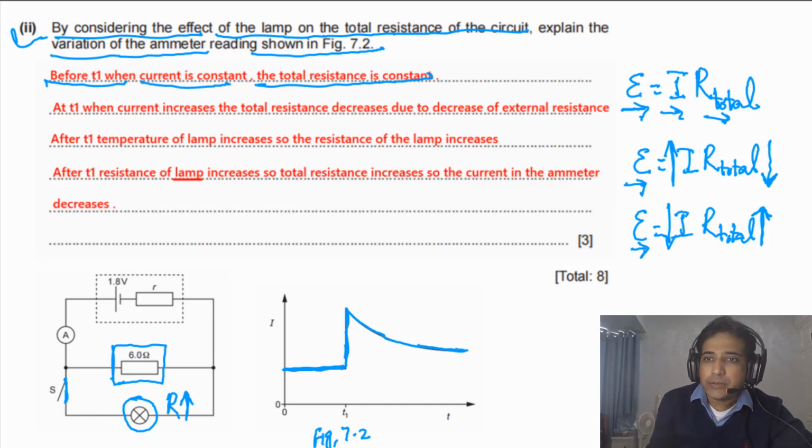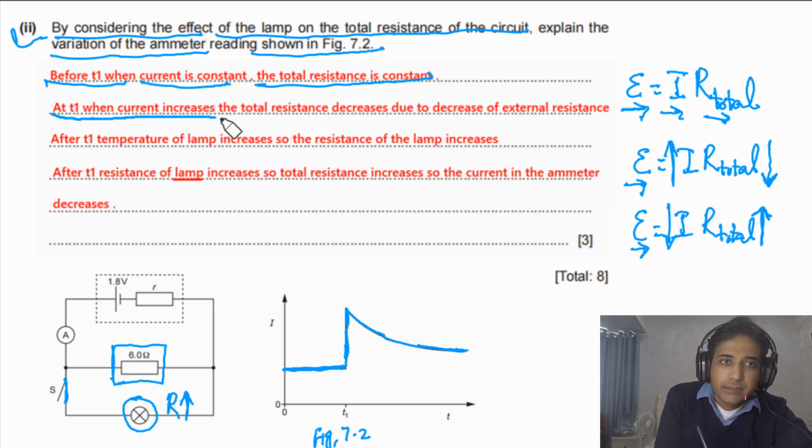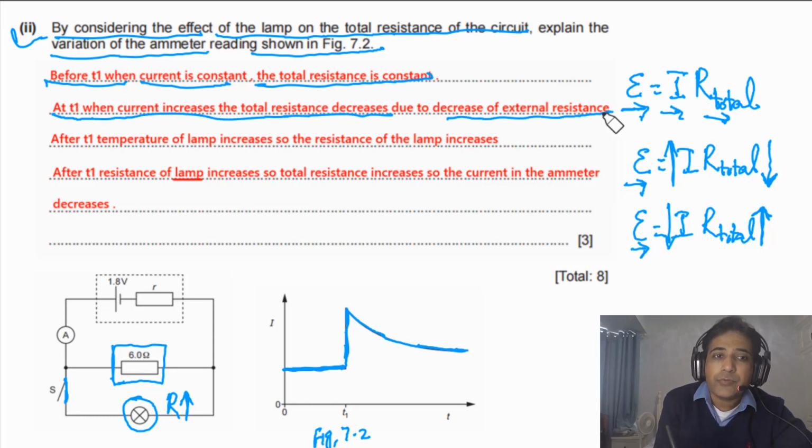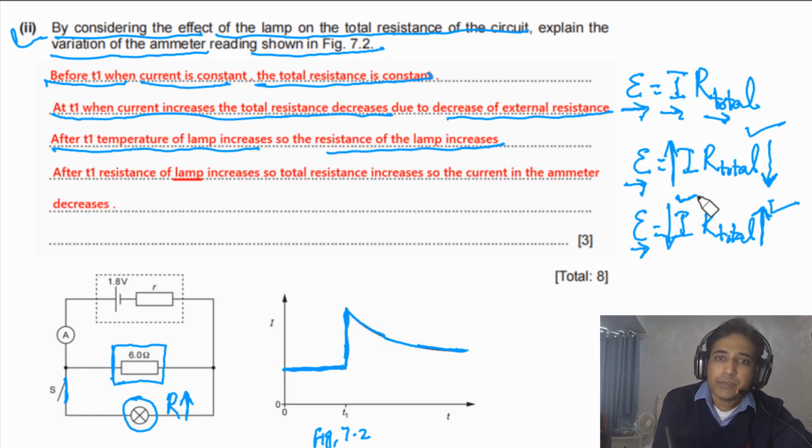And at T1, when current increases, the total resistance decreases due to decrease of external resistance. When we close this switch, total resistance decreases because this component is connected in parallel. So this is what is shown here. We have discussed this point here. After T1, temperature of the lamp increases, so the resistance of the lamp increases. As resistance of the lamp increases, current is decreasing, and the current is decreasing because the resistance of the lamp is increasing, since this resistance is fixed.